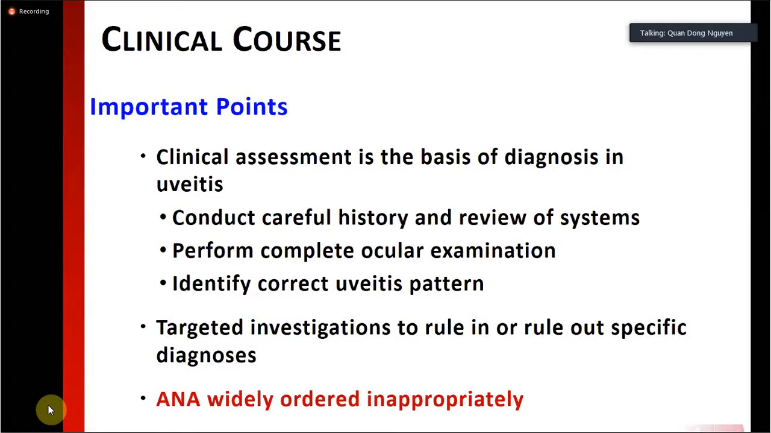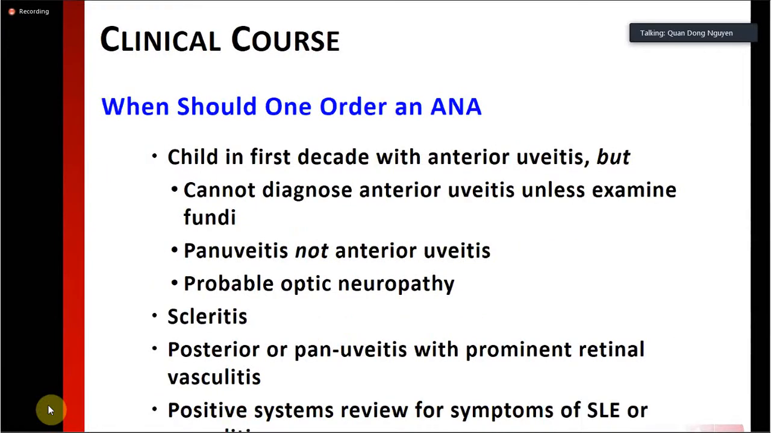We did it because it's uveitis in a young girl, so we wanted to find out if indeed she has any type of JIA-associated uveitis, because those with a positive ANA are to be concerned about because of the poor prognosis. On the other hand, when should we order an ANA? In general, I think many of us will agree that a child in the first decade with uveitis, definitely we should do that, because we want to be careful with chronic uveitis in a young girl.